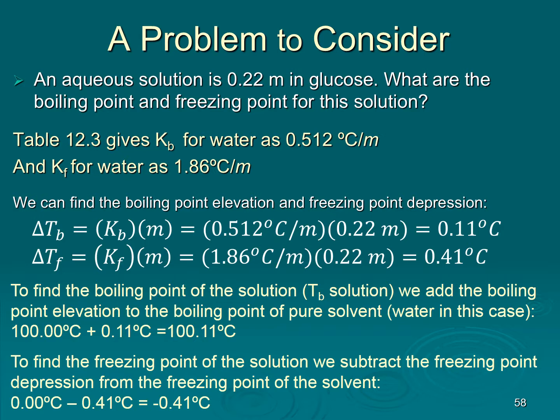Again, be really careful that you use the correct K value depending on the solvent. If you were using ethanol, you would use a different value, or if you were using cyclohexane, you would use a different value. And then also, when you add or subtract, make sure you use the correct boiling point or the correct freezing point for the solvent in question. Don't always use 100 and 0, because it will change depending on what you're dissolving it in.